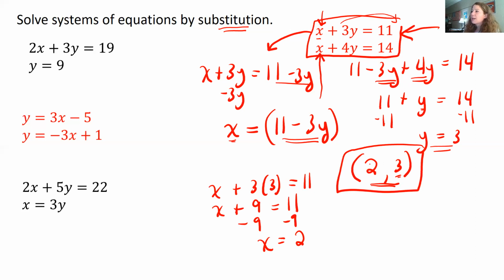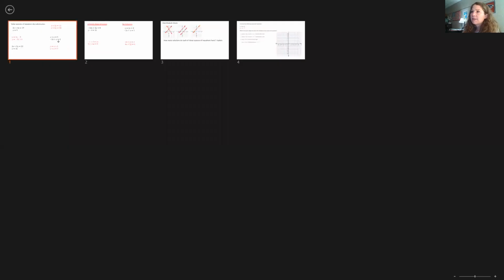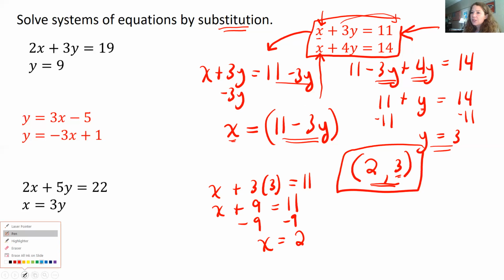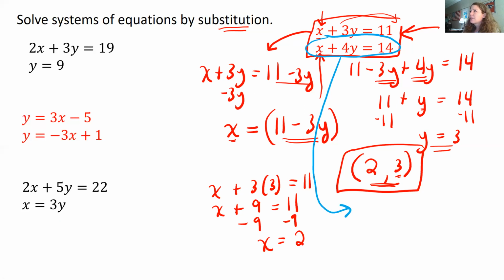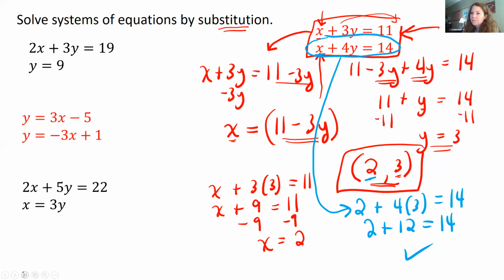All right, just to triple check my answer, I'm going to pull down that second equation. I'm going to plug in my answers just to be 100% sure that I'm right. So I'm going to substitute 2 for x. So 2 plus 4 times y, which is 3, is equal to 14. Is that true? Does 2 plus 12 equal 14? Yep, it sure does, which makes me 100% sure my answer is right.